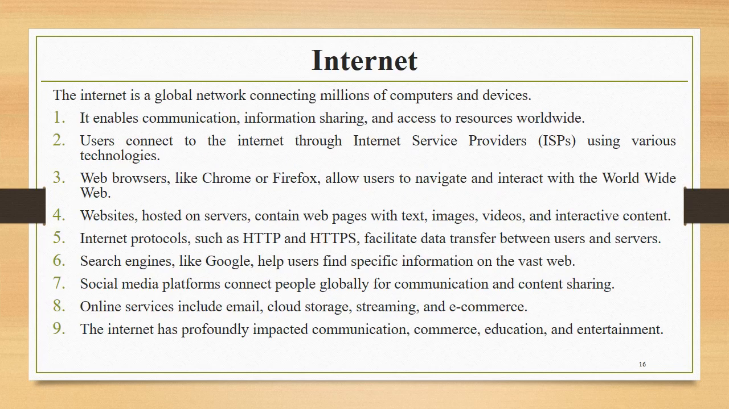Internet. The Internet is a global network connecting millions of computers and devices. 1. It enables communication, information sharing, and access to resources worldwide. 2. Users connect to the Internet through Internet service providers, ISPs, using various technologies. 3. Web browsers, like Chrome or Firefox, allow users to navigate and interact with the World Wide Web. 4. Websites, hosted on servers, contain web pages with text, images, videos, and interactive content. 5. Internet protocols, such as HTTP and HTTPS, facilitate data transfer between users and servers.